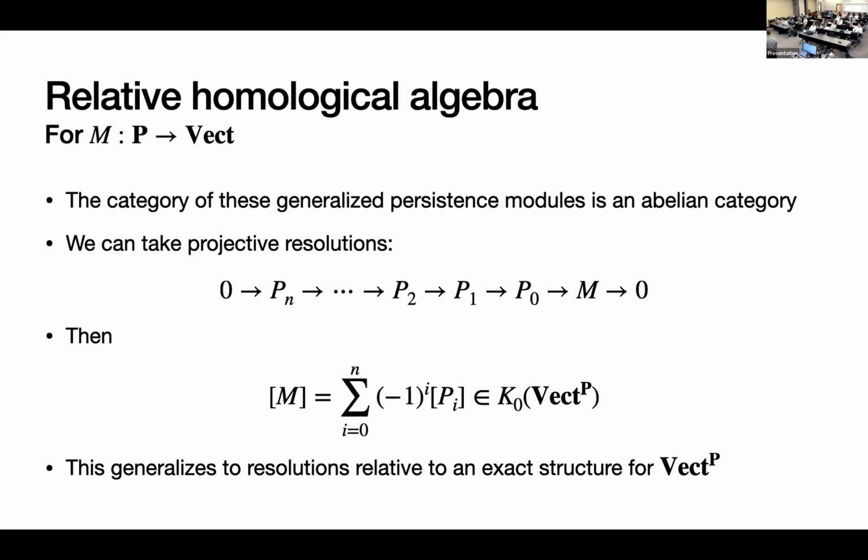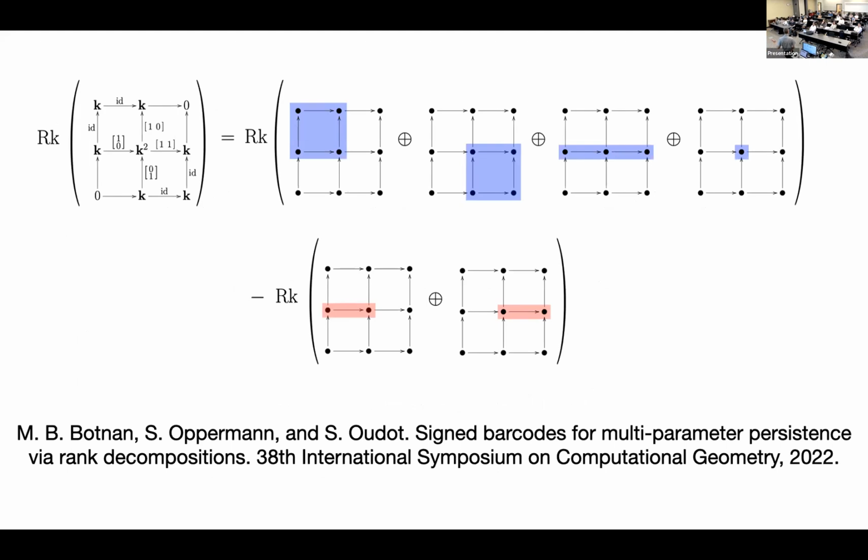And in fact, there's a beautiful and large generalization of this, which gives us a lot of flexibility and adds a lot of power to this point of view, which is we're free to choose any exact structure on this abelian category. All right, so let me show you a picture. That was a lot of math in one slide. So here's a picture coming from a paper by Botnan, Oppermann, and Oppermann. Again, we have an indecomposable non-interval persistence module on this poset. There's a 3x3 grid of elements. If we take the resolution relative to the rank exact structure, then we get this finite formal sum. So we have positive elements on the top and negative elements on the bottom.